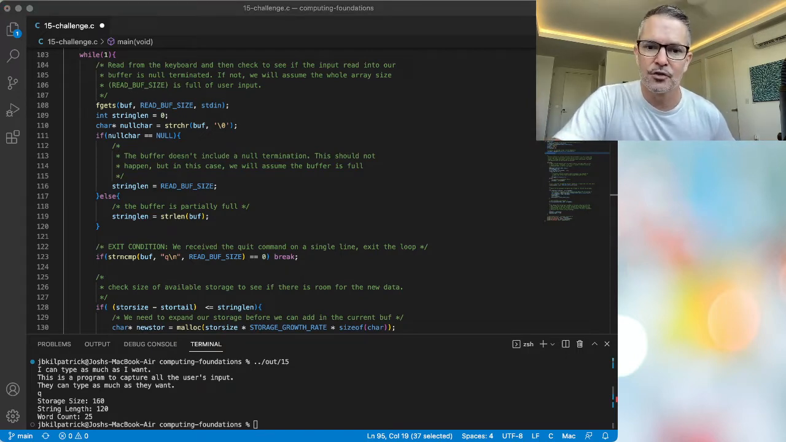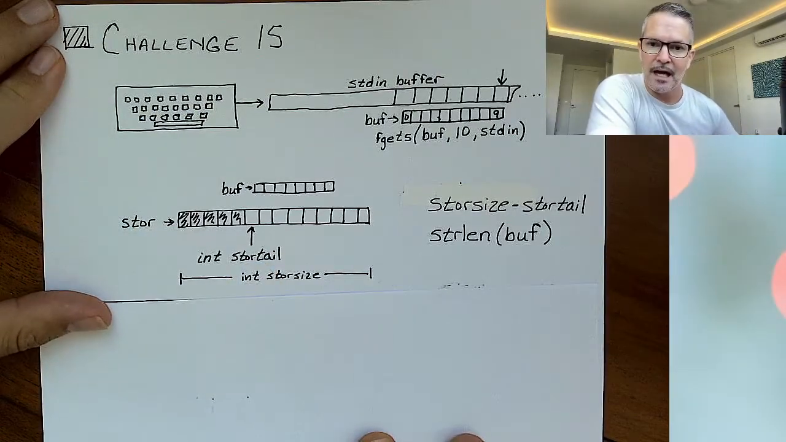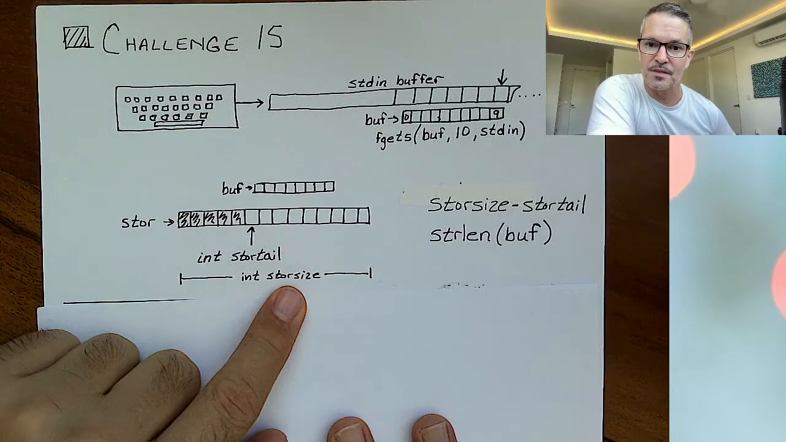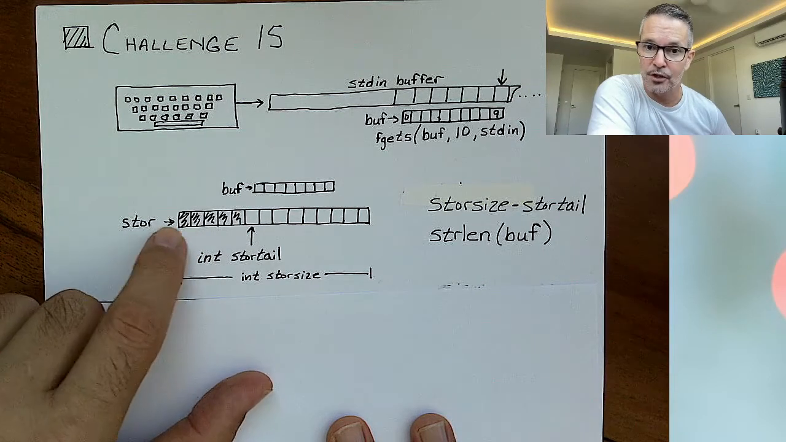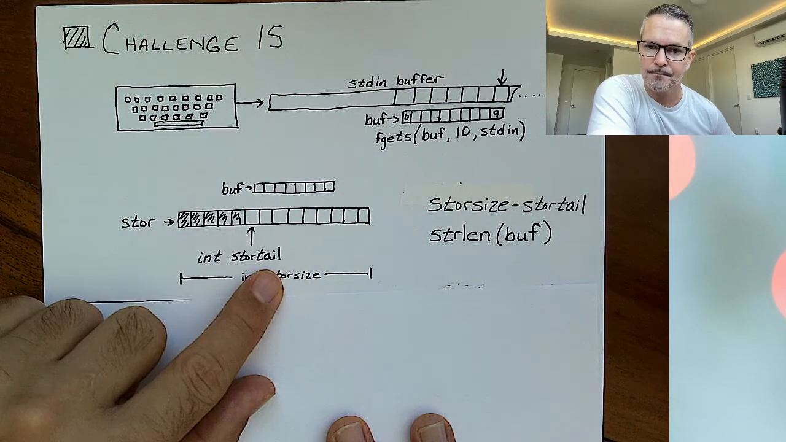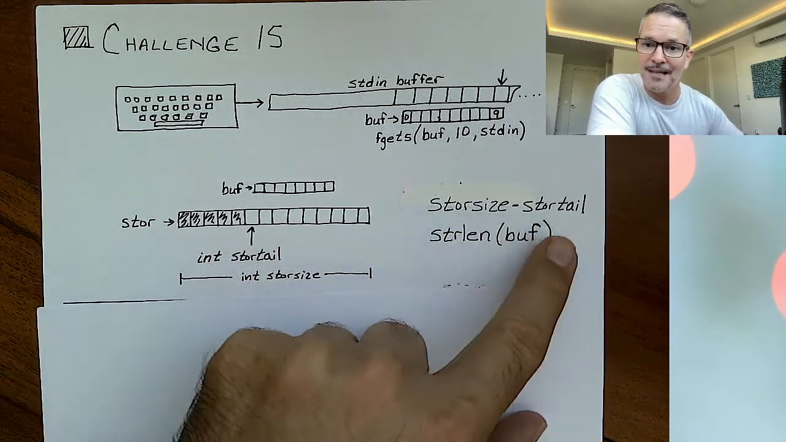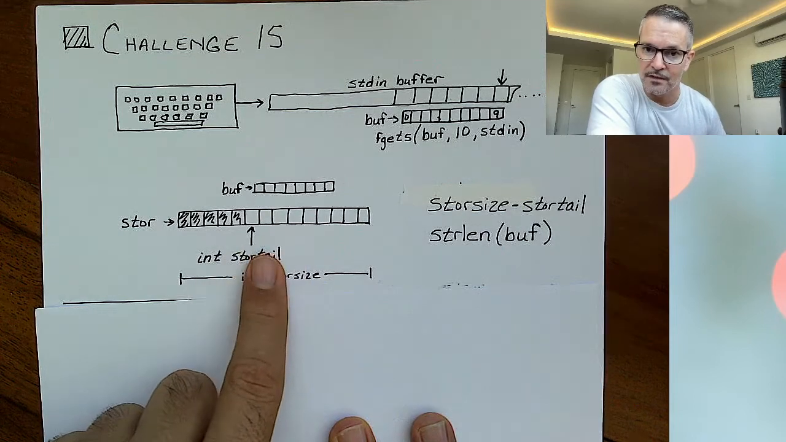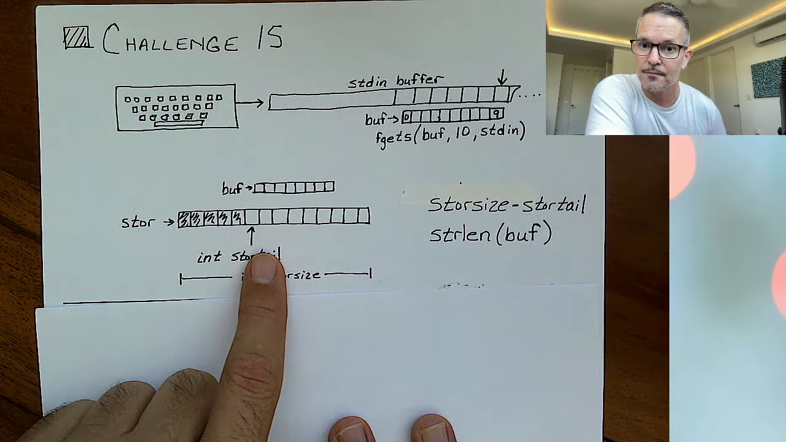So let's visually take a look at what this process is. All right, so I have a storage size, which has been set to 10. I have a buffer. I have a storage pointer that's pointing to an array that I've allocated in memory, and I have a tail. So at any given moment, the storage size, which is 10, minus the tail, whatever tail is pointing to, is going to be the amount of space that I have left in my storage area for storing things. So let's take a look here.